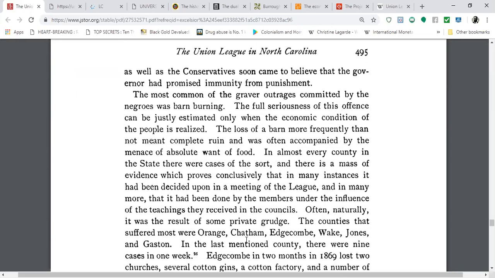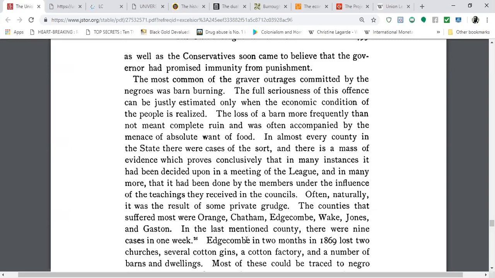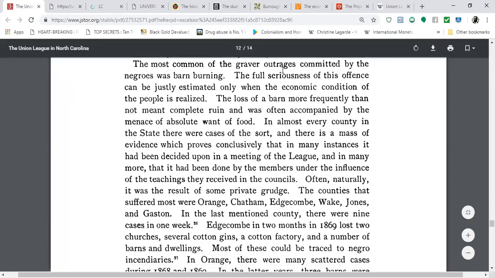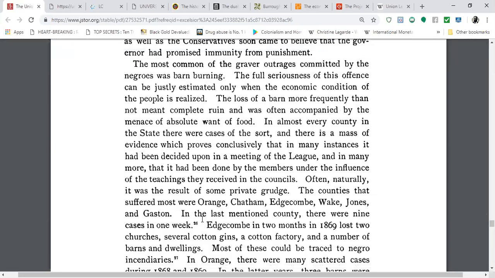The most common of the grave outrages committed by the Negroes was barn burning. The full seriousness of this offense can be justly estimated only when the economic condition of the people is realized. The loss of a barn more frequently than not meant complete ruin, and was often accompanied by the absolute want of food. In almost every county in the state there were cases of this sort, and there was a mass of evidence which proves conclusively that in many instances it had been decided upon in a meeting of the League. In many more, it had been done by members under the influence of the teaching they received in the councils. Often, naturally, it was a result of some private grudge.